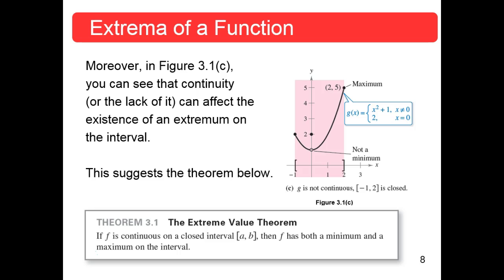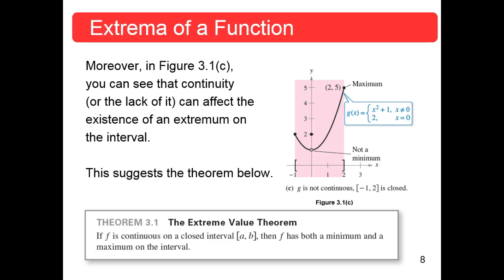Here's another. Continuity or lack thereof can affect the existence of an extremum on an interval. This function is not continuous. Remember, the earlier one, the f, was. This one's not. It's continuous down to here, but then at x equals 0, g at 0 is defined to be 2, not 1. So as soon as you take that out of the picture, now you don't have a minimum, and this one does have a maximum. If you had this on an open interval, then it would have neither minimum nor maximum.